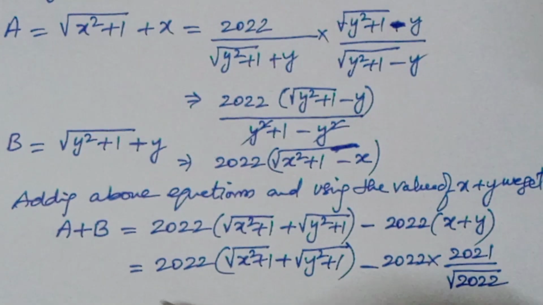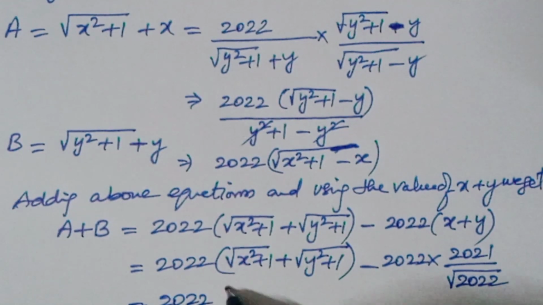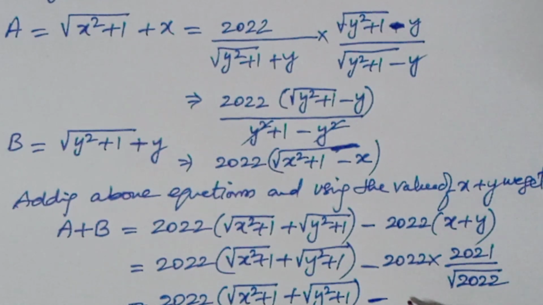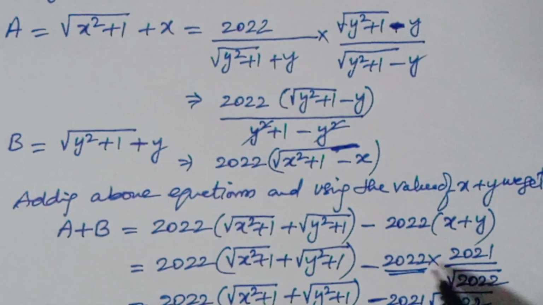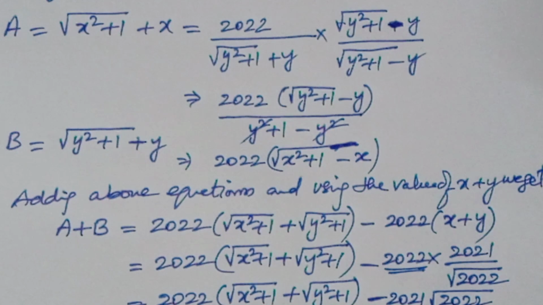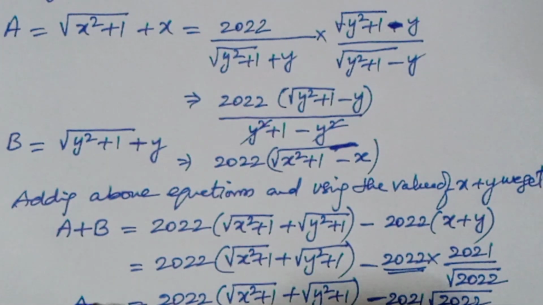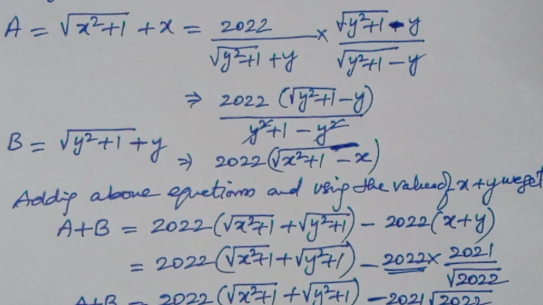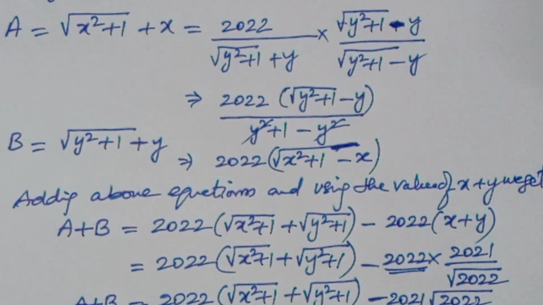So this can be written as 2022 (√(x²+1) + √(y²+1)) − 2021 root of 2022. 2022 can be written as root of 2022 times root of 2022, both will cancel. So this can be rewritten: a + b = 2022 (a + b) − 2022 (x + y) − 2021 root of 2022.